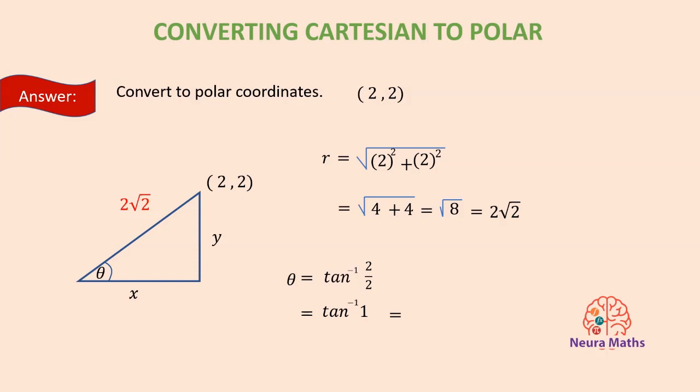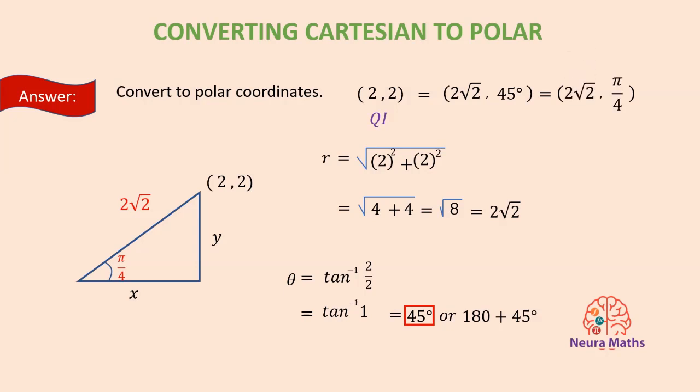What is the measure of the angle whose tan is 1? The angle whose tan is 1 is 45 degrees, and its reflection 180 plus 45. In which quadrant is the point (2, 2)? The given point exists in quadrant 1. Which of these angles exist in quadrant 1? Angle 45 degrees. So, the polar point that corresponds to (2, 2) is (2 root 2, 45 degrees). What is the radian form of this point? The radian form of this point is (2 root 2, pi over 4).